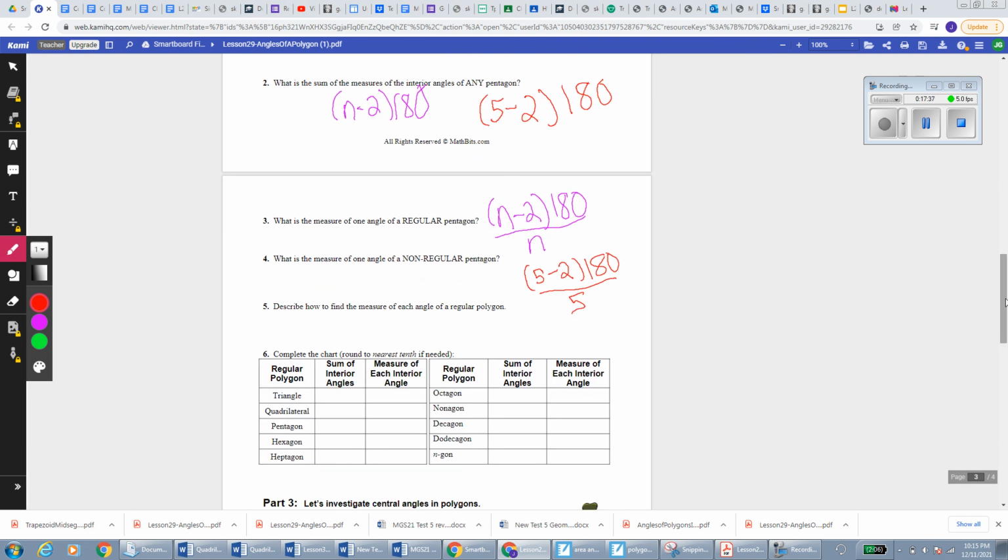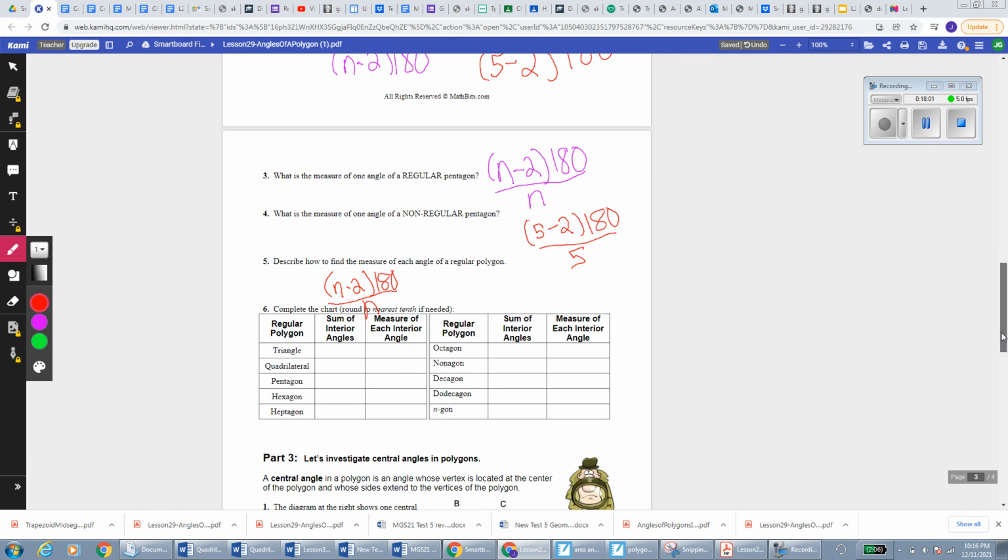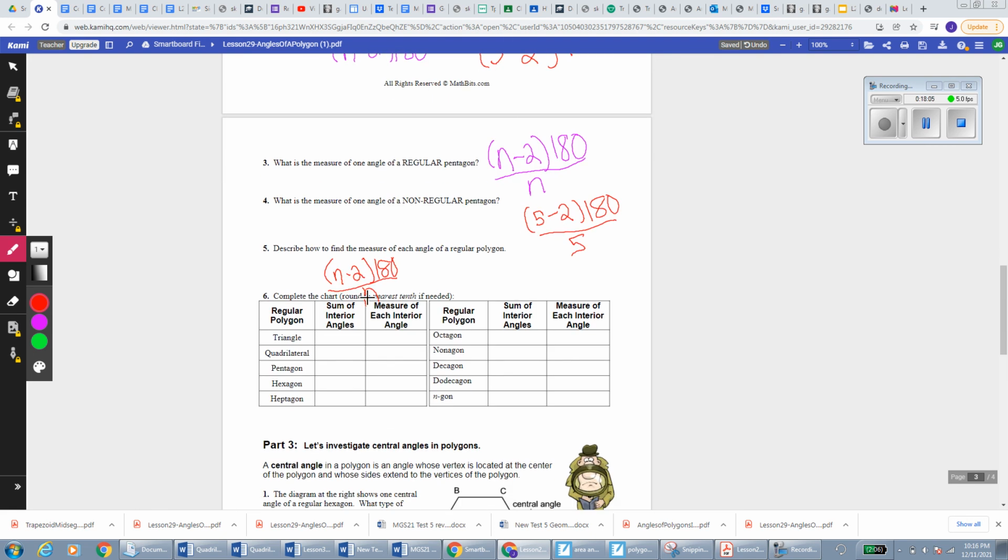Describe how to find the measure of each angle of a regular polygon. Well, all you have to do is take the formula for the sum of all the angles and divide it by the number of sides, which is also the number of angles, to get just one angle in that regular polygon. And that's it. Remember, in order to use this formula over here to find the measurement of one angle, you do need to have a regular polygon, because if you don't have a regular polygon, we don't know that all the angles are the same.